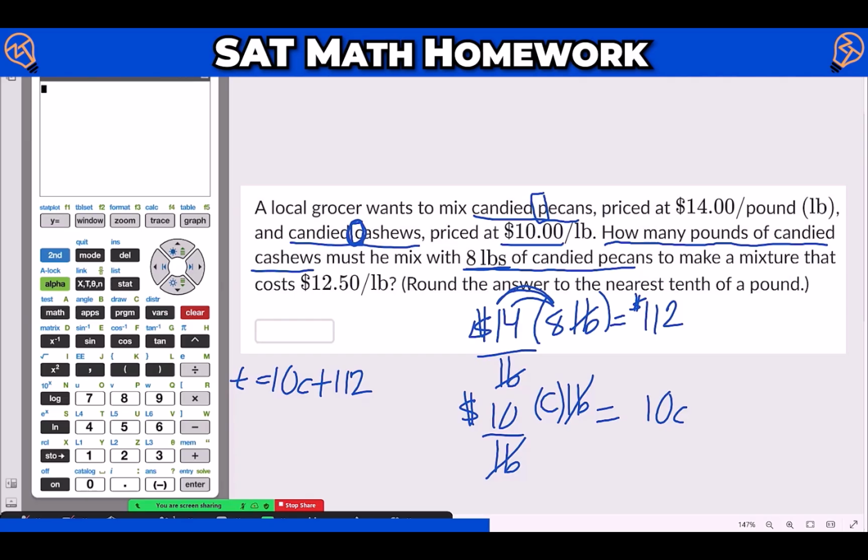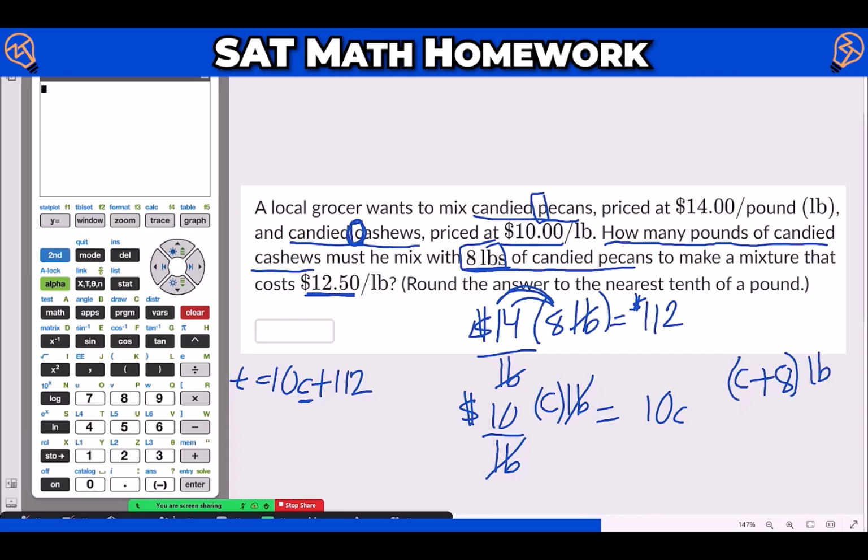Now, the other thing that we know is the number of pounds, more or less. We know that there were 8 pounds of candied pecans. And remember, the C represented the number of pounds of candied cashews. So if you add the number of pounds of candied cashews to the number of pounds of candied pecans, which was 8, what are you going to do with that? Well, that represents the weight of the mixture. The only other information we know is that the cost is going to be $12.50 per pound.